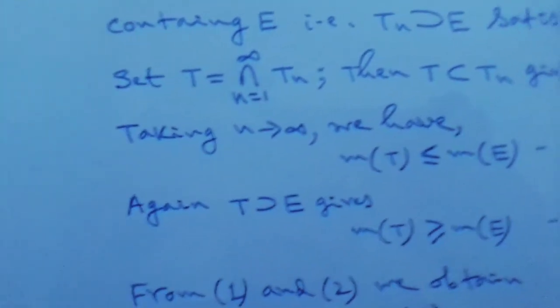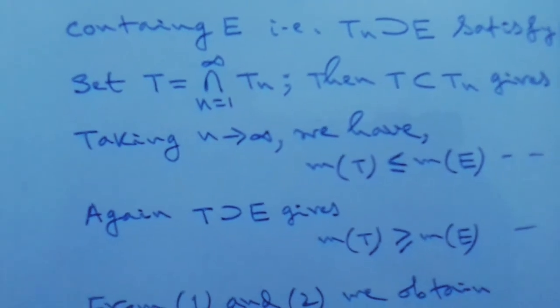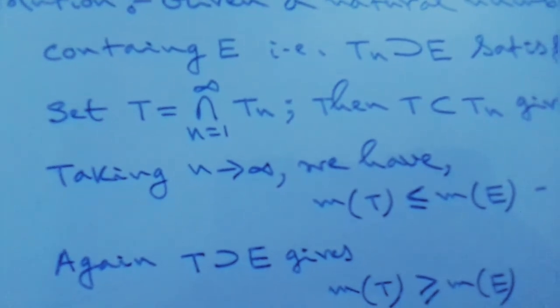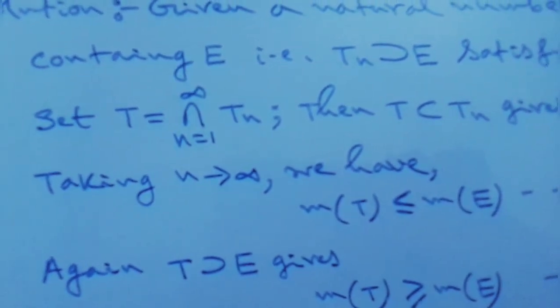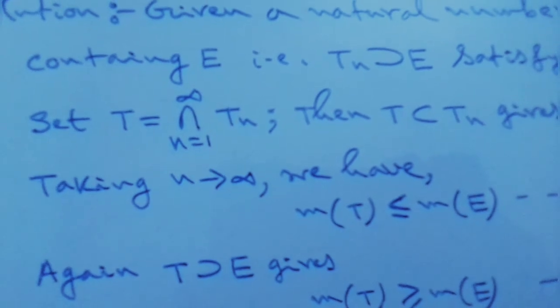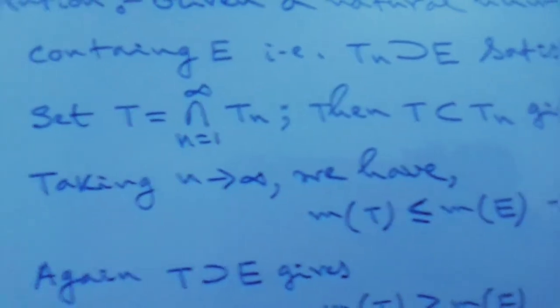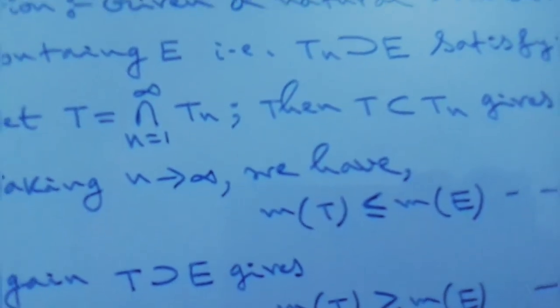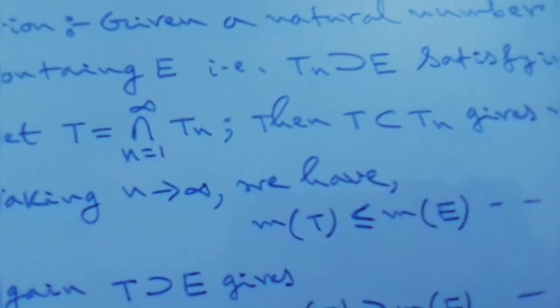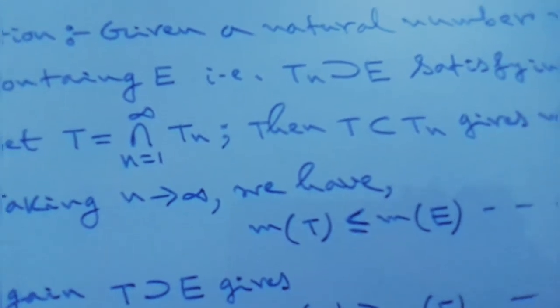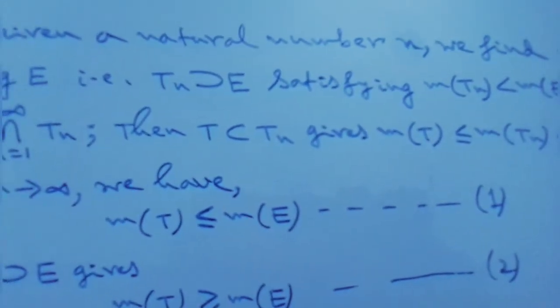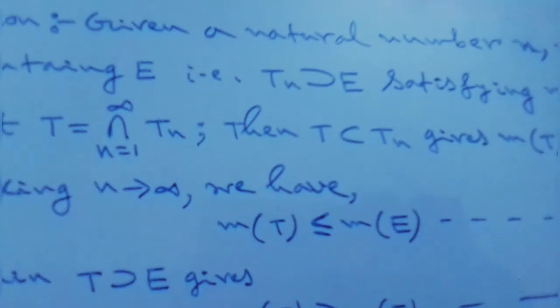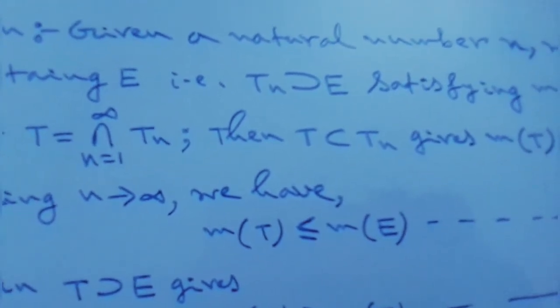We don't know where the countability ends, so we assume it is of infinite extent. So we take T equal to the intersection of Tn, n equals 1 to infinity, and then T is included in Tn. That's why this intersection is included in Tn.